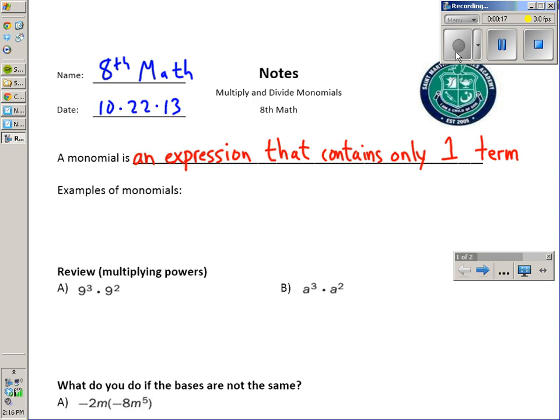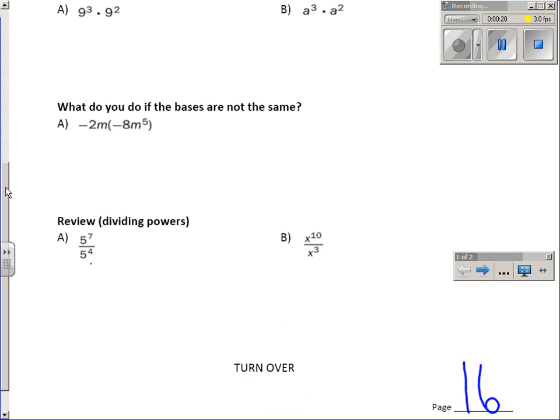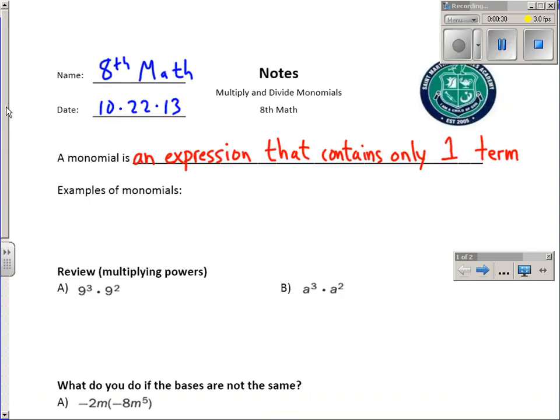All right, so today's notes: multiplying and dividing monomials. Today's October 22nd, 2013, and if you go to the bottom right, we're going to label this page 16 for your notes. If the word monomial is confusing you, let's define that, and then once you see what else we're working with, you can be like, oh, that's not so bad.